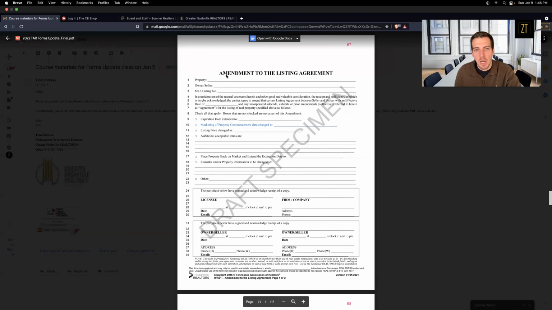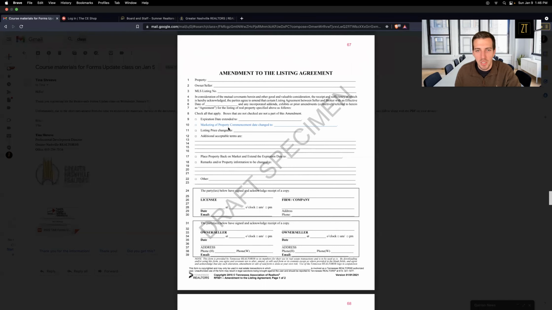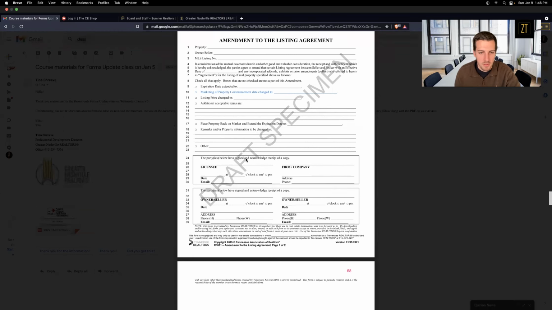Next agreement, amendment to the listing agreement. They added a checkbox for marketing of property commencement date changed to blank. So if you need to change when the property is going to be having marketing done, you just add the new date here. Everybody sign.